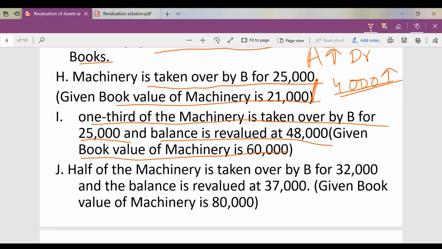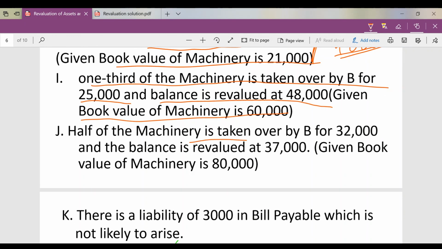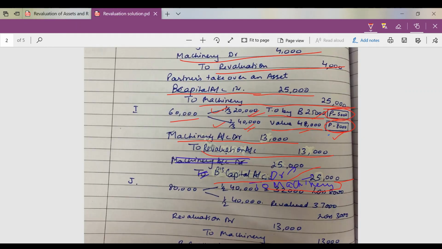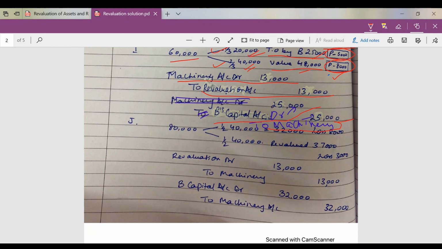Next is half the machinery is taken over by B for 32,000 and the balance is revalued at 37,000 and the book value of the machinery is given at 80,000 now. So now again we do some calculation. So 80,000 is the value of the thing, right? And what has happened here? In 80,000 you can see half, 40,000, has been taken over by B and it is taken at 32,000. The other half is going to be revalued at 37,000.